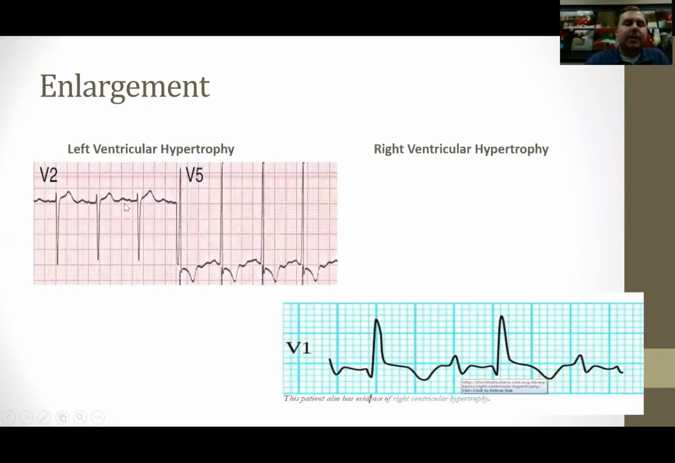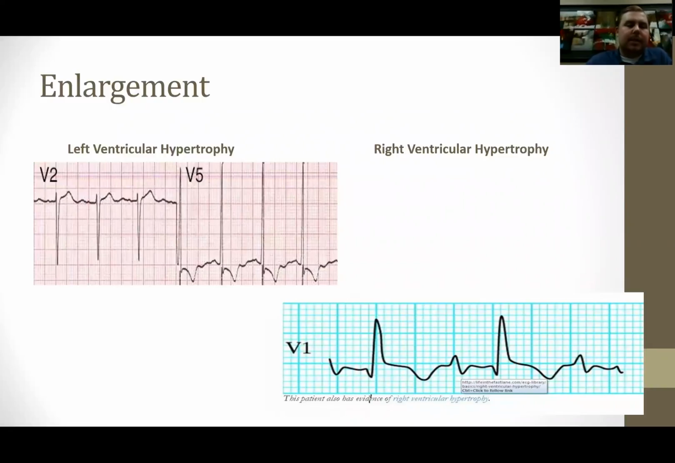So for LVH, the most common criteria is going to be looking at V2 and then V5 or V6, whichever one has a bigger R wave. Lead V2, I'm going to count all the little boxes of the S wave. So V2's S wave plus V5 or V6's R wave. You're going to add all those little boxes together from each one of those. If it's over 35 millimeters, then that's LVH.